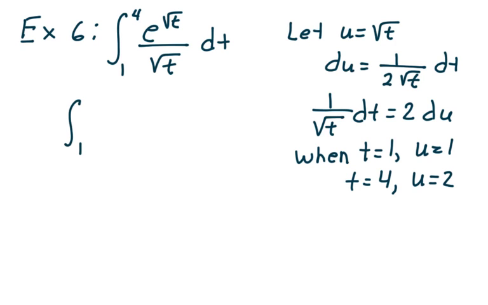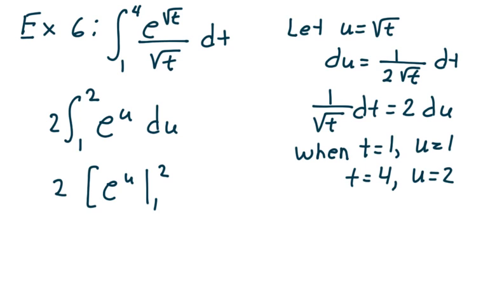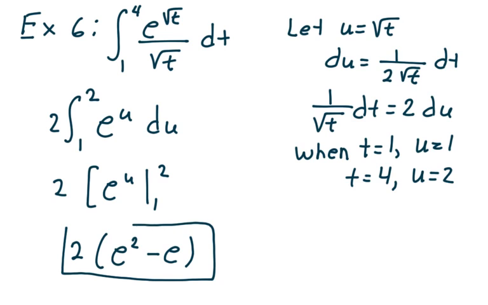And so this is the integral from 1 to 2. I'm going to pull the 2 out in front and integrate e to the u du. I hope that looks okay. And so this is 2 times e to the u from 1 to 2, and if I plug that in, I get 2 times (e squared minus e), and I'm done. So it's a nice little u substitution problem. And so you can see in this section, the problems vary greatly in terms of difficulty level.